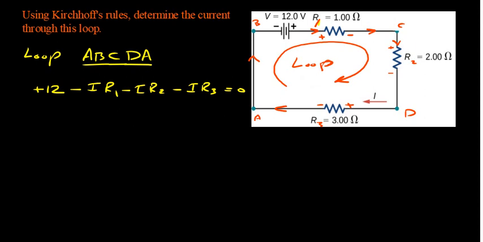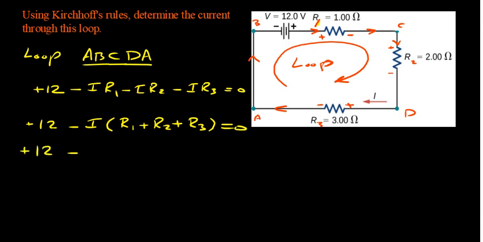Now, as you can see, it is a positive 12 minus I as a common factor, R1 plus R2 plus R3, that equals 0. That's a positive 12 minus 1 plus 2 plus 3. These are the values of these resistors, and it will give me 6 I equals 0. It's a very simple equation with one unknown. The current will be 12 divided by 6, and it is 2 ampere.